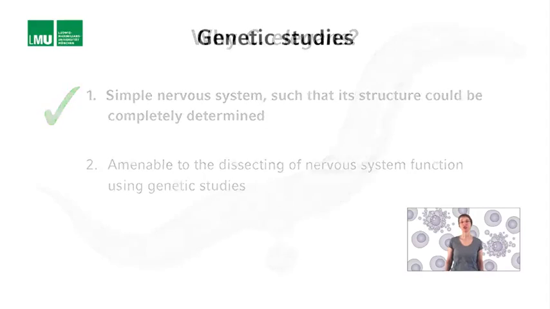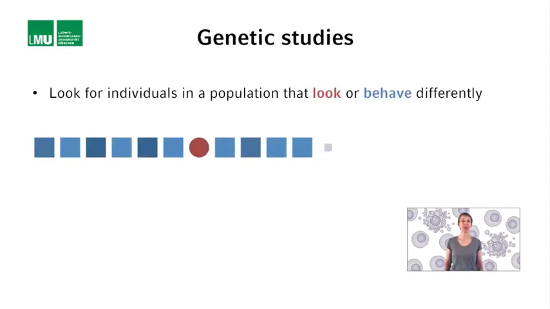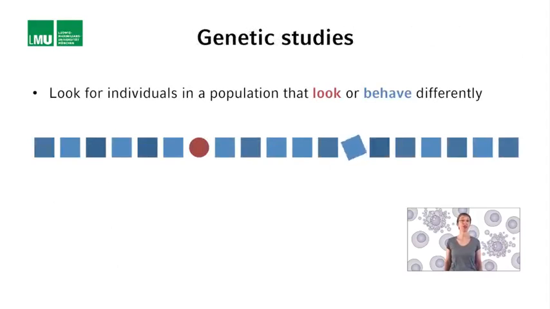I briefly touched on genetic studies during one of the earlier sections. Genetic studies involve the identification of individuals within the population that look or behave differently than the rest of the population, that basically exhibit a mutant phenotype. And the individuals that exhibit this mutant phenotype are referred to as mutants.